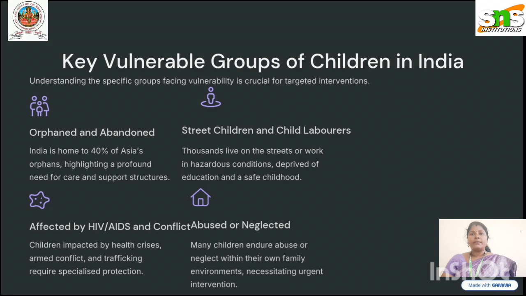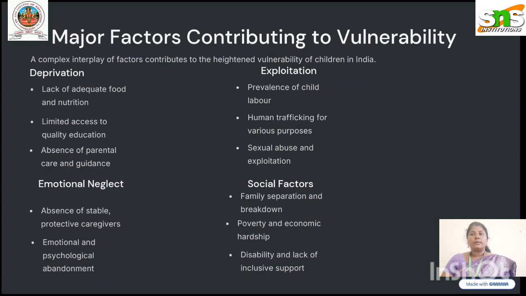Orphaned and abandoned: India is home to 40% of Asia's orphans, highlighting a profound need for care and support structures. Street children: thousands live on the streets or work in hazardous conditions, deprived of education and a safe childhood. Affected by HIV, health crisis, armed conflict and trafficking, children require specialized protection. Many children endure abuse or neglect within their own family environments, necessitating urgent intervention.